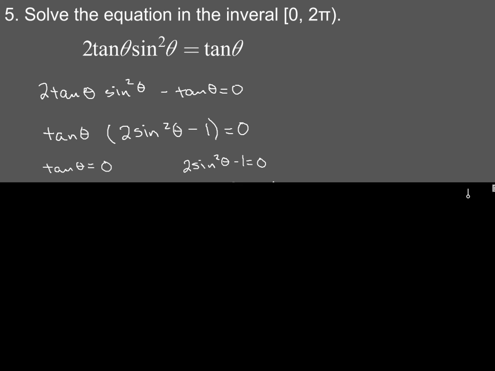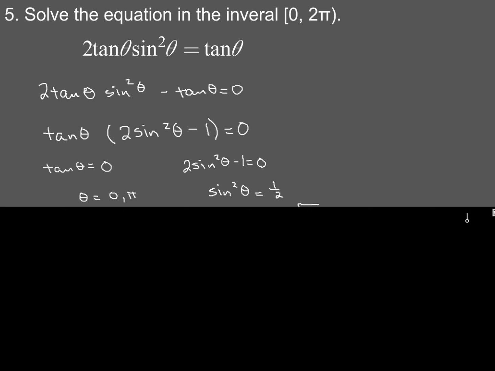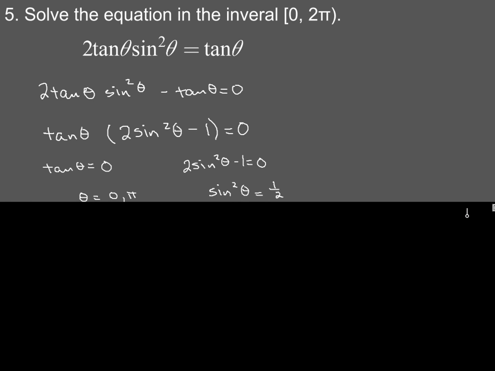That'll result in tan theta times the quantity 2 sine squared theta minus 1 equals 0. Simply set each one of your factors equal to 0 and solve. For tan theta, you end up with 0 and pi. But for sine squared theta equal to 1/2, we've got to go a little bit further.